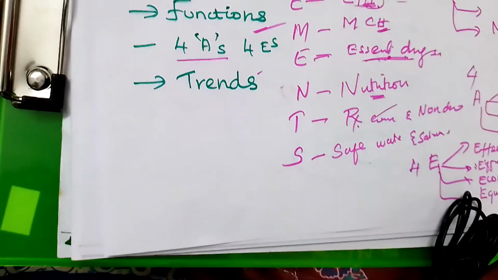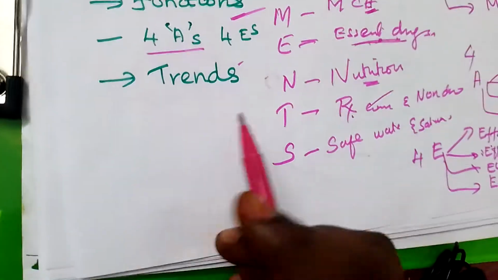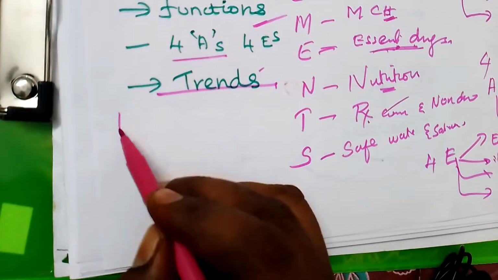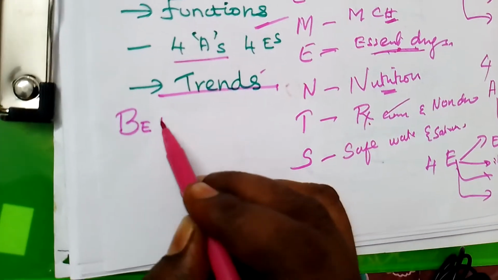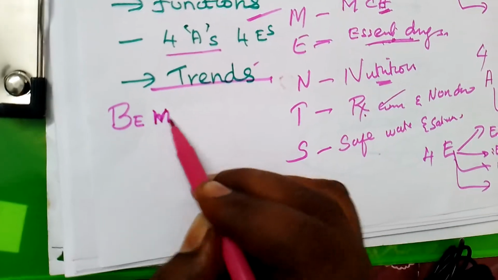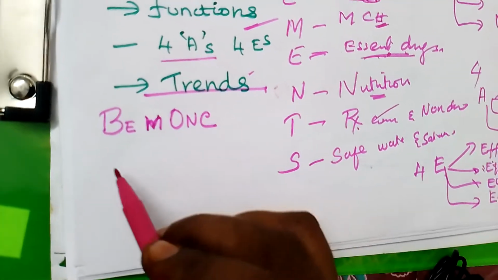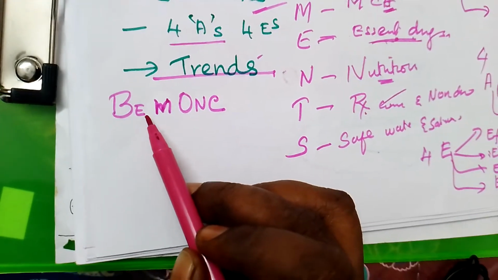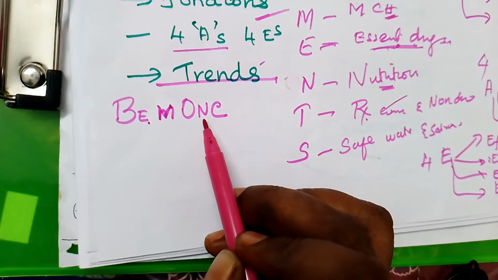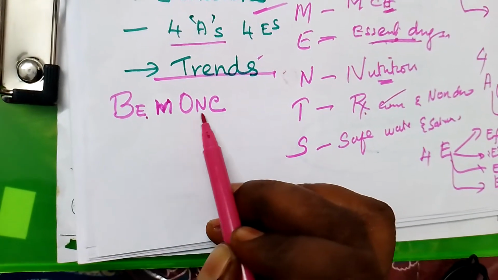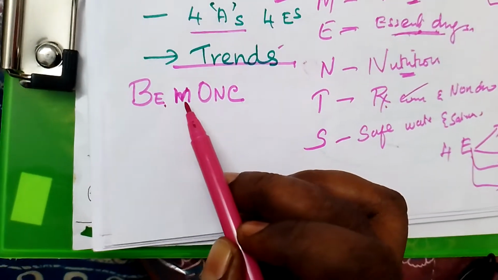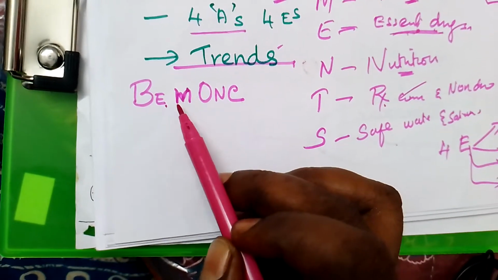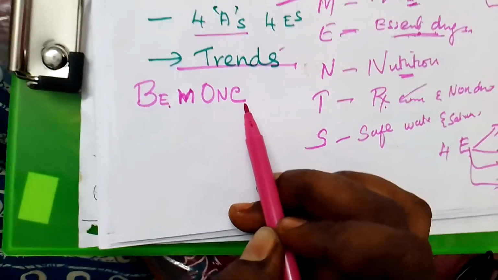Now we will see current trends. What are the current trends? You can remember BEmOC. What is BEmOC? Basic Emergency Obstetric and Newborn Care: basic emergency maternal, obstetric and neonatal care.